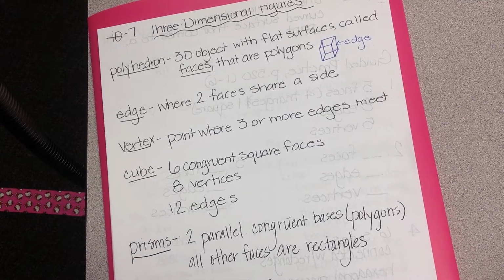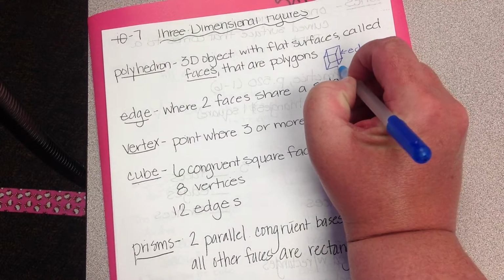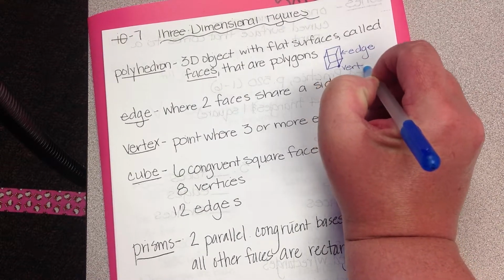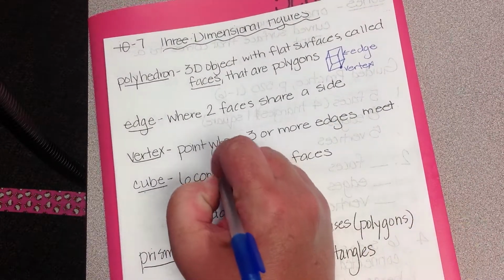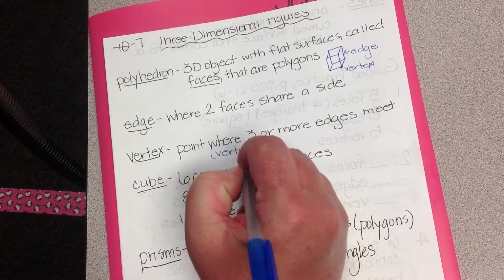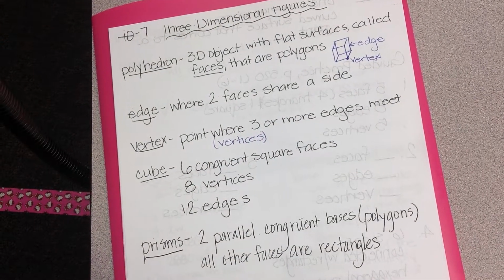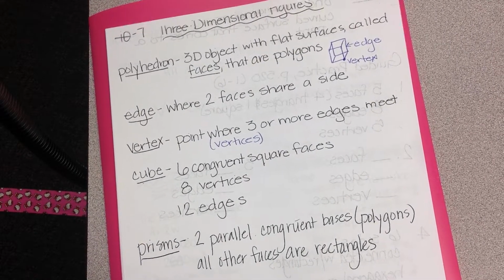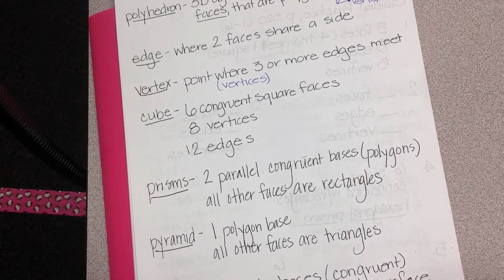We just talked about the vertex, and I showed it to you on the shape. The vertex is where 3 or more sides come together at a point. This is going to be our vertex. When we have more than one vertex, it is called vertices. And that's going to be important because today you're going to be asked how many vertices are there on different shapes.